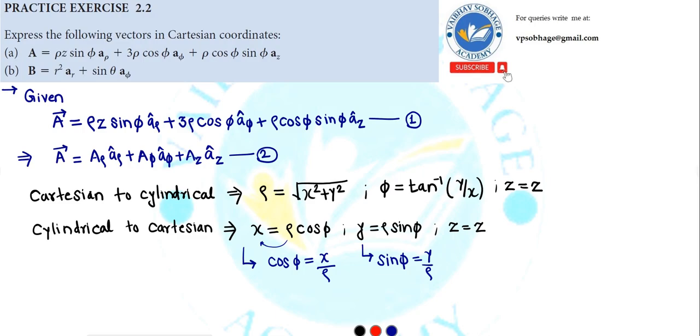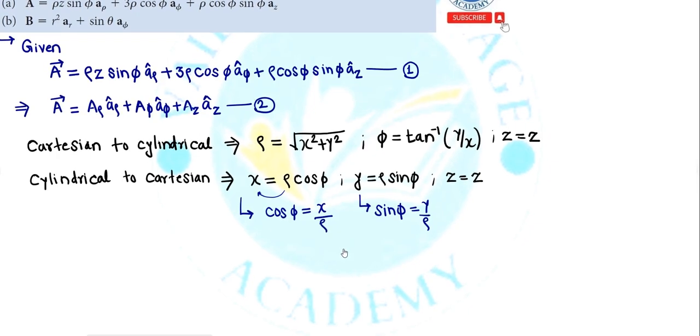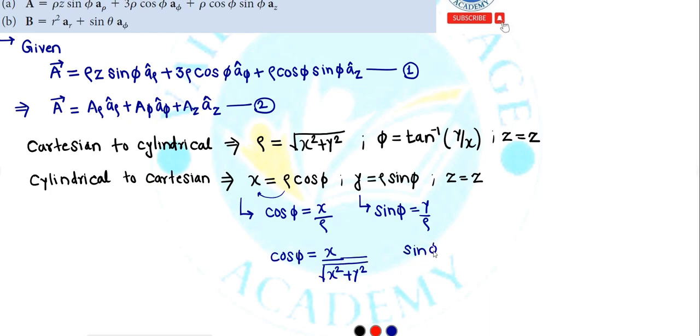Now again we can make use of the value of rho. We have rho equal to square root of x square plus y square. So from this we can rewrite cos phi as x upon rho, and that rho is square root of x square plus y square. So this will be your cos phi. And sin phi will again be y upon rho, where rho is equal to square root of x square plus y square.